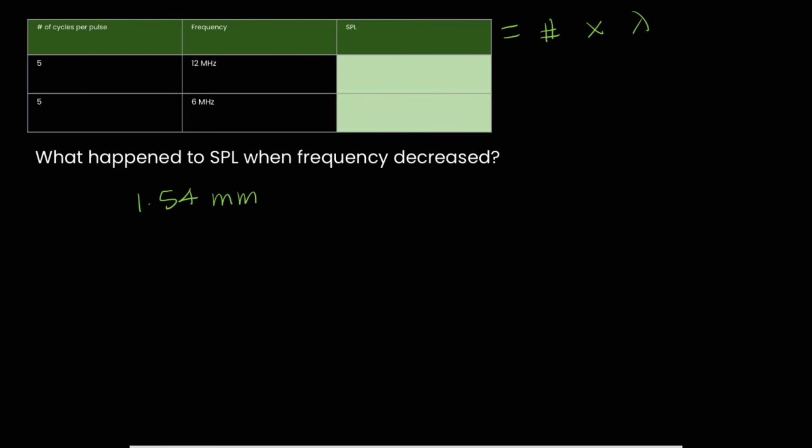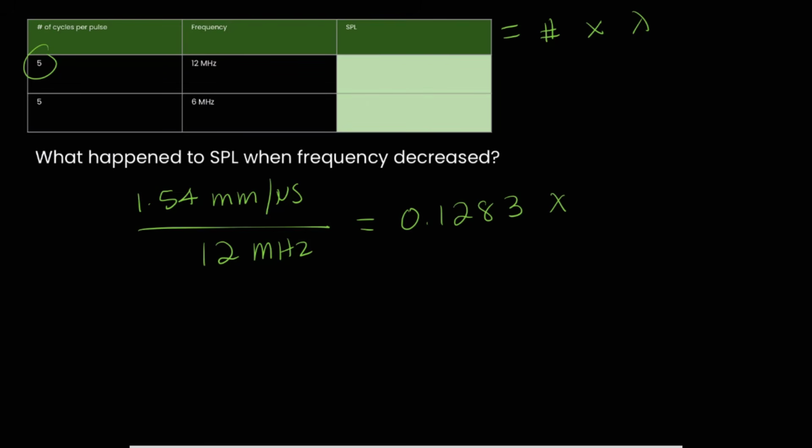1.54 millimeters per microsecond divided by 12 megahertz equals 0.1283. And 0.1283 multiplied by the number of cycles in our pulse equals 0.64 millimeters. So we can take that value and place it in our chart.